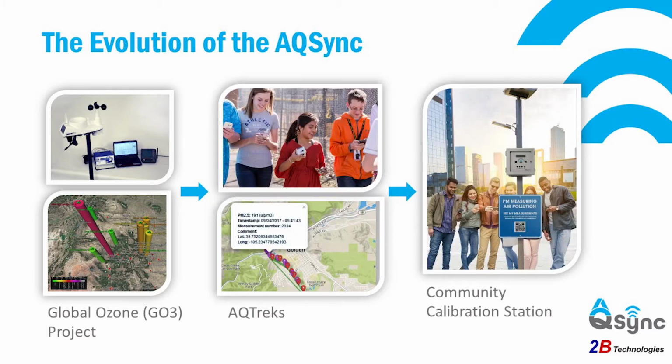Our experience with the PAM and AQTrex really began to illuminate the need for a community calibration station, especially for communities with no reference station. Since we make FEM instrumentation for ozone and NOx, we decided to package those instruments together, add high-quality measurements for the other pollutants, and the AQSync was born.